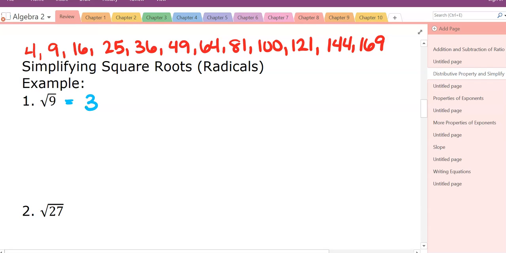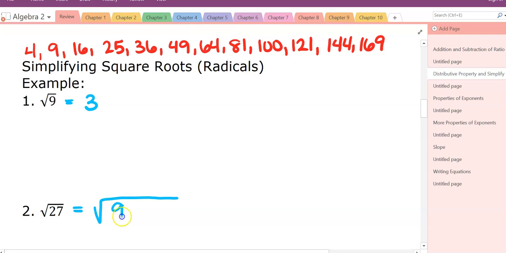But not all numbers are perfect squares. So when they don't fall directly on one of these numbers here, we need to try to simplify the best we can by using these numbers from this list to help us with that. So for number 2, I have the square root of 27, which sits right between 25 and 36 on my list. So it's not a perfect square. So what I need to do is think from my list up here, what number goes into 27? 4 doesn't work, 9 does, 16 won't work, 25 won't work, and 36 is too big. So 9 is going to be the biggest perfect square that can go into 27.